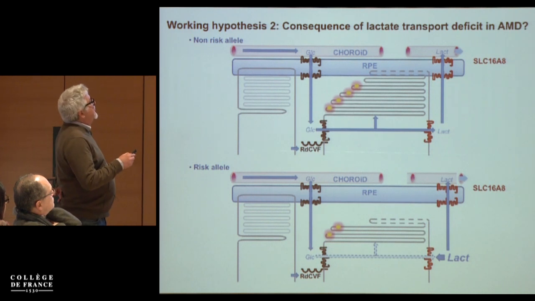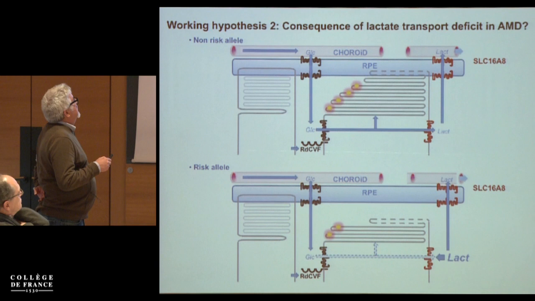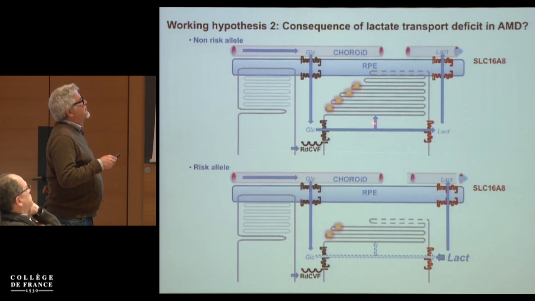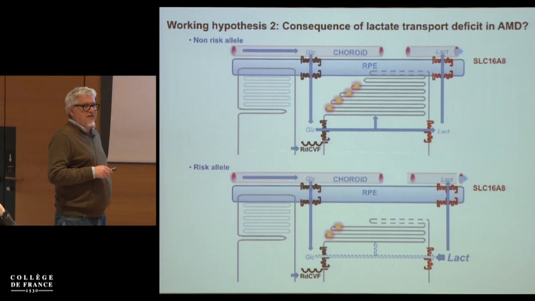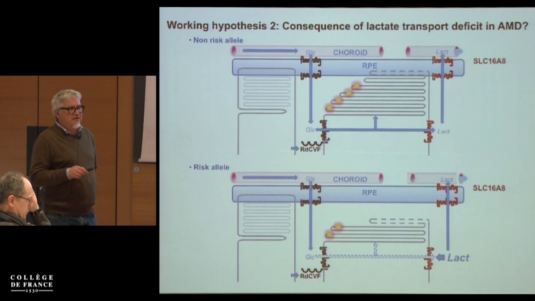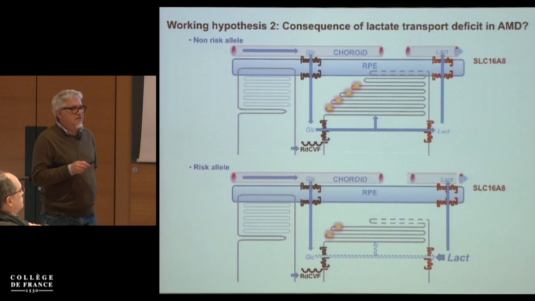So basically, in a normal retina, the rods produce RDCVF, which increases glucose uptake and promotes aerobic glycolysis to renew the outer segment. But one of the products of this reaction is lactate. And we know that lactate acidifies the retina and makes the photoreceptor dysfunctional.